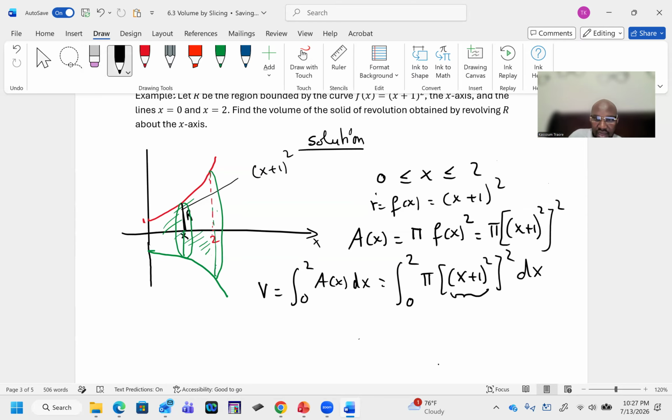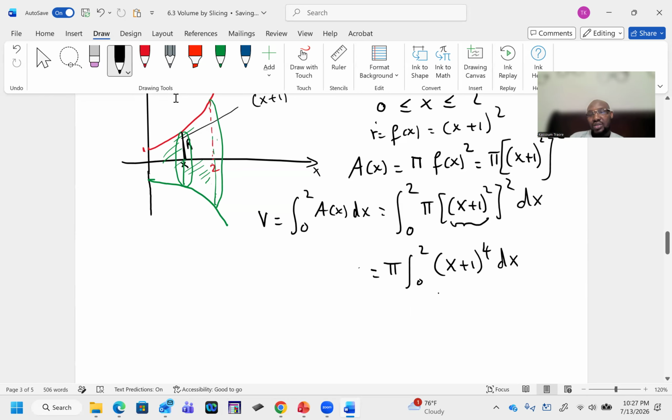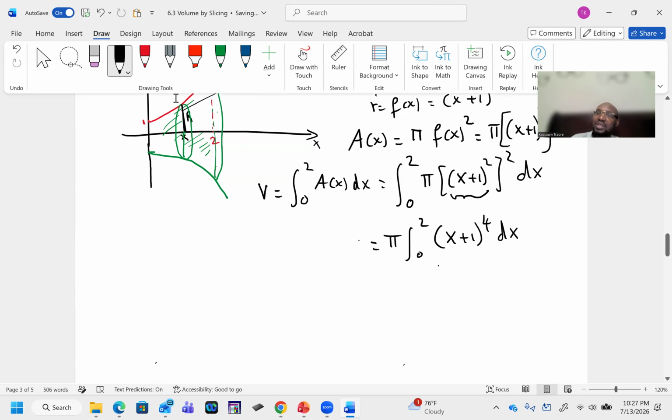So pi, the integral from 0 to 2, and this would be (x plus 1) to the power of 4 dx. So you have learned how to do integration. The best and the faster way to integrate this one is using substitution. So I would just say let u be equal to x plus 1.